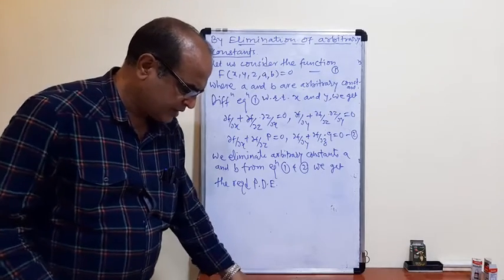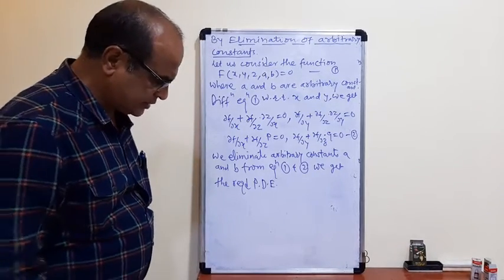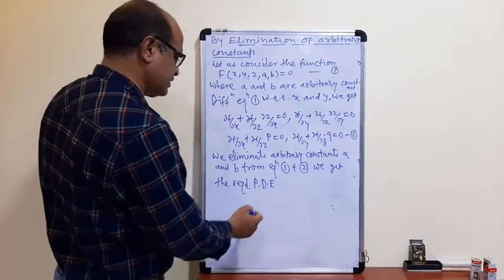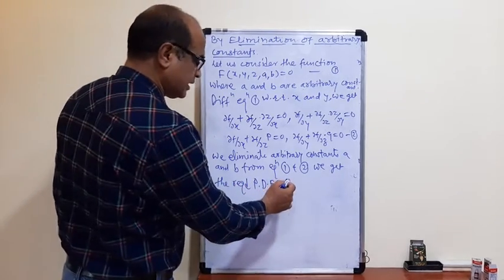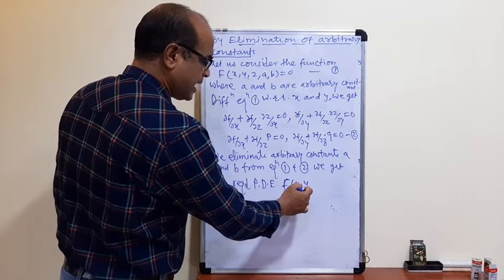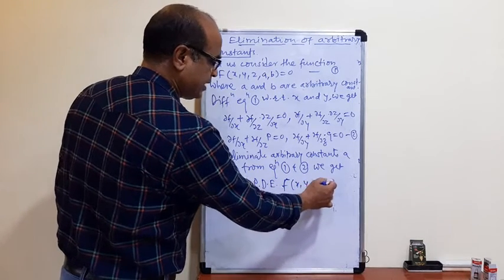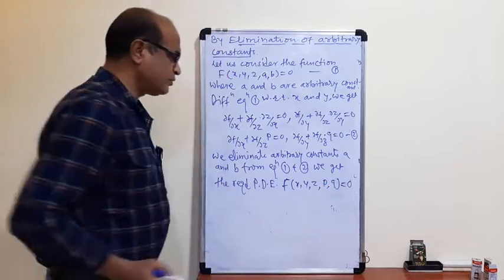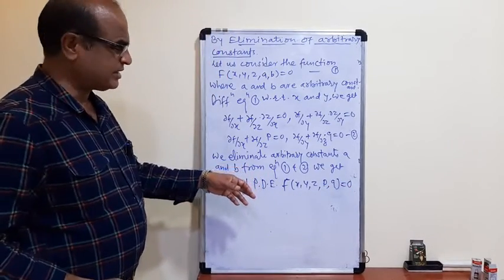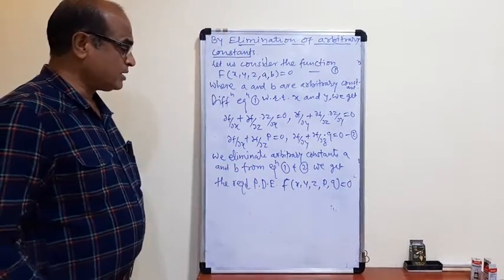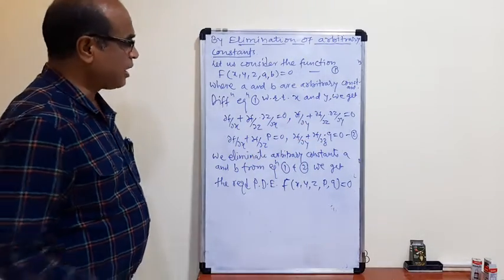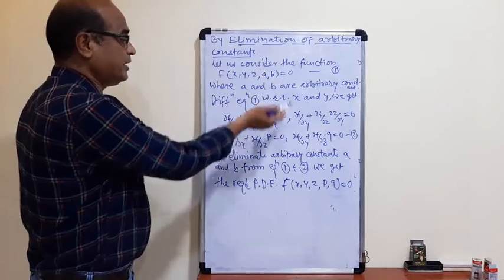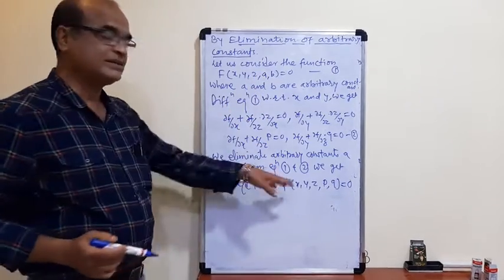So how to obtain it? We write the equation in the form f of x, y, z, p, q is equal to 0. So we get the partial differential equation. This is the general form: f of x, y, z, p, q is equal to 0. After eliminating a and b from those two equations, we get this equation.